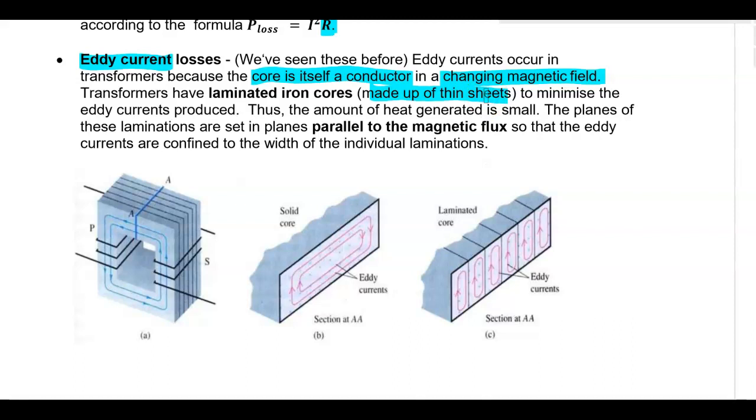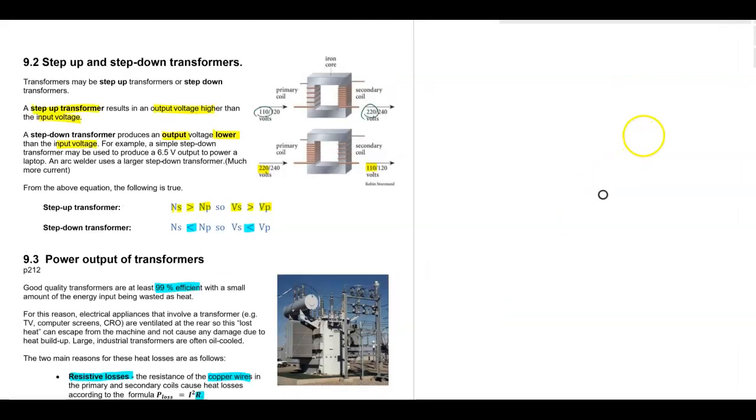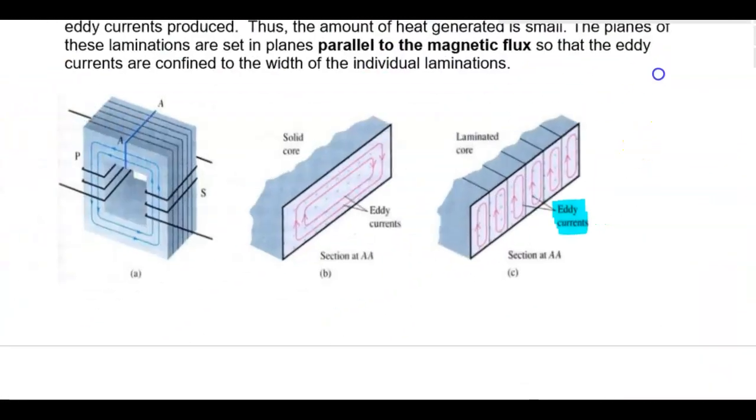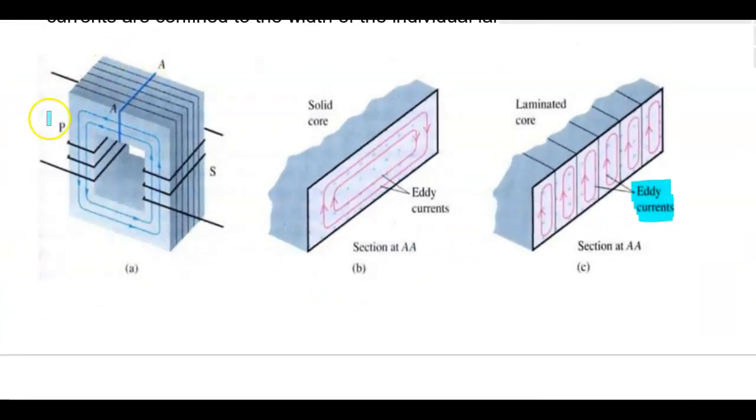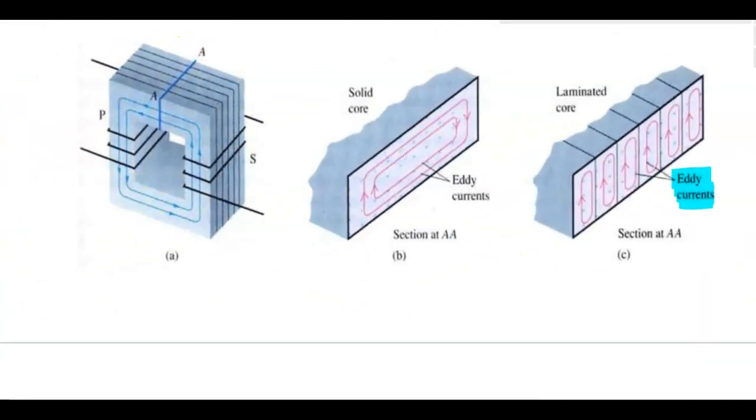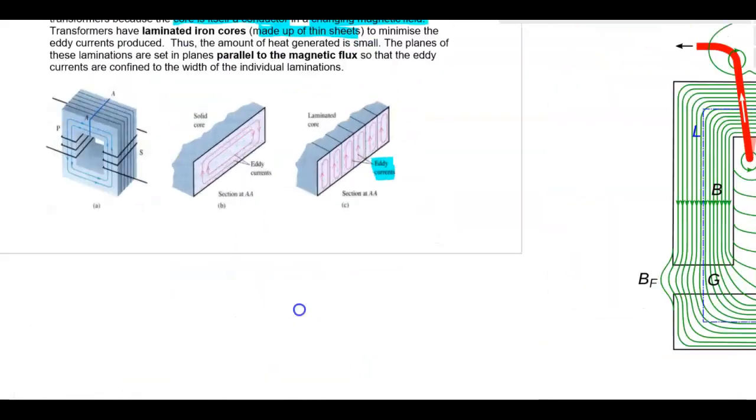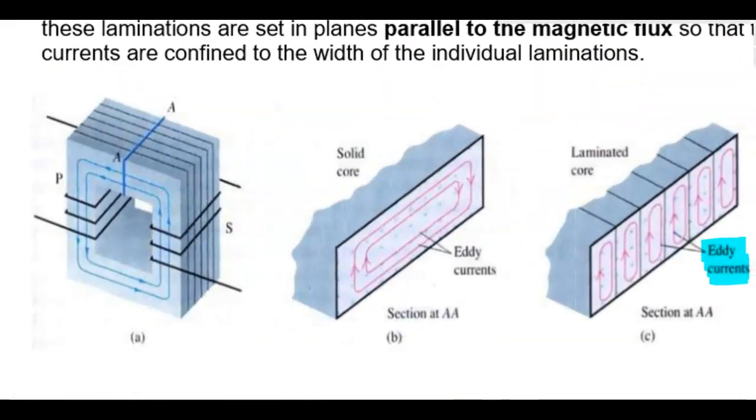And we electrically isolate each thin sheet from the next, and it reduces the amount of eddy currents that are generated, and therefore reduces the heat loss. The diagram here shows us a laminated iron core, and what we mean by laminated, of course, is simply breaking it up into these thin sheets here. Okay.